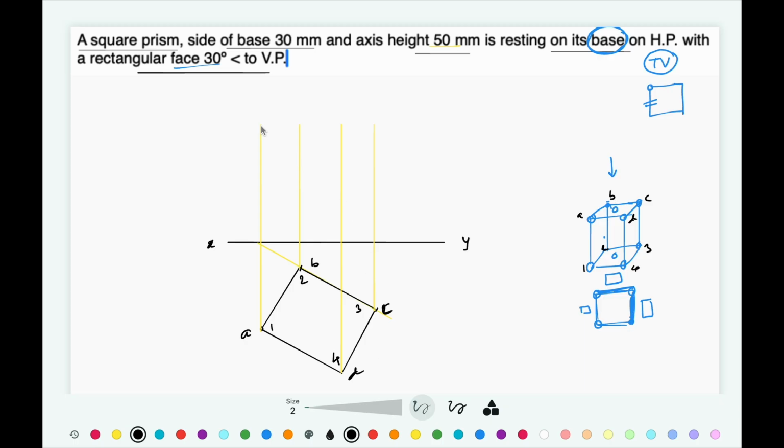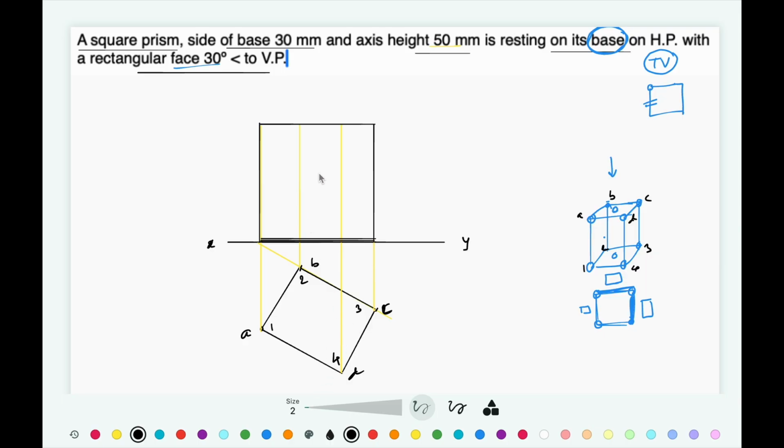So at a height of 50 mm, this is the outermost line, this is the outermost line, and this one is the bottom face. So these edges are going to be visible ones. I'm just trying to highlight that edge.